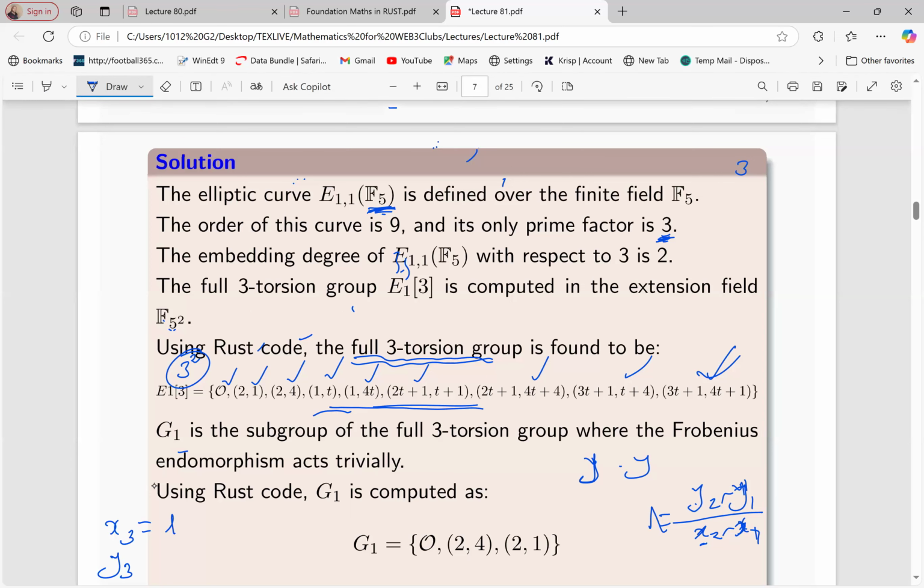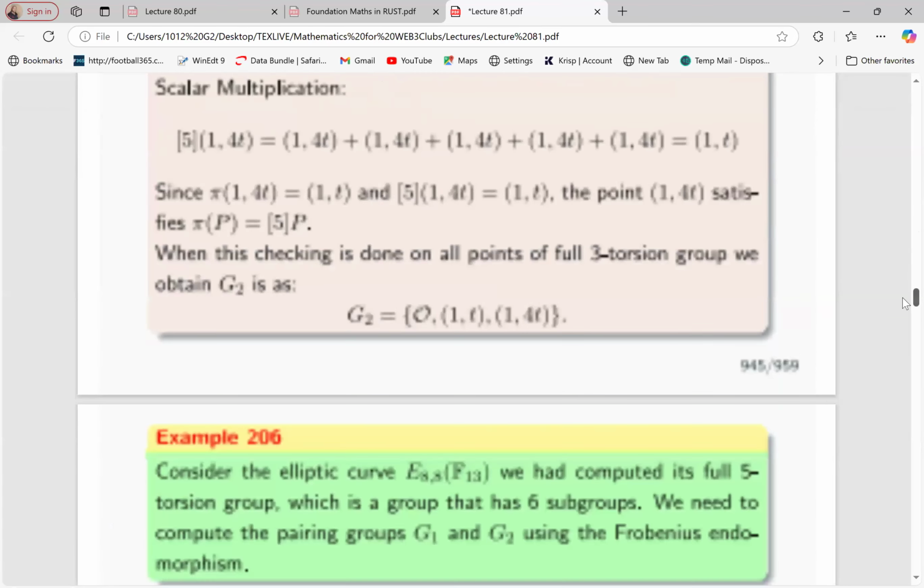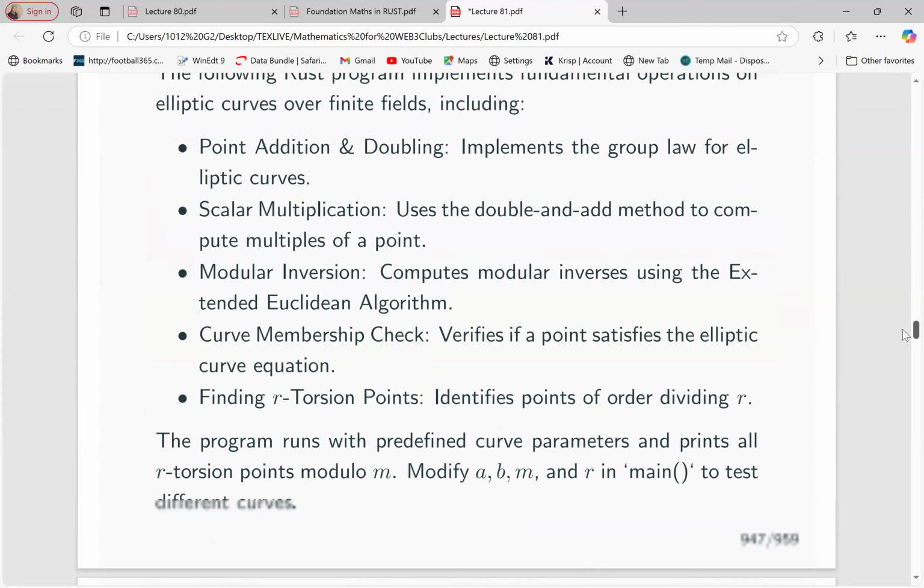x3, the formula, I think it was this: gradient squared minus x1 minus x2. So this one, you must put it in your code. You must put that in your code.